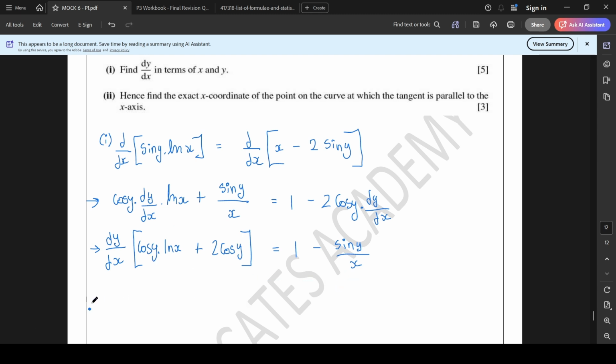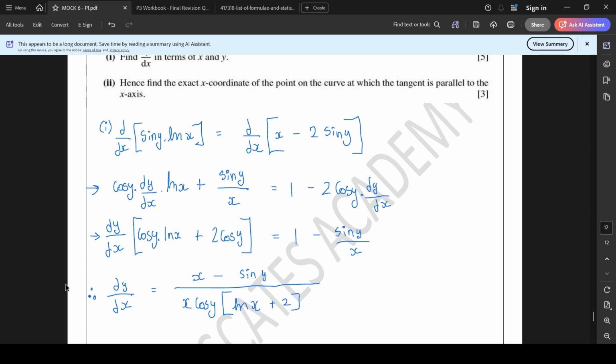So finally I'll get my dy dx looking in the form of x minus sin y, whole divided by x times cos y ln x plus 2 cos y in the denominator. If you want, you can also take cos y as a common factor in the bottom, so I'll write x cos y and then ln x plus 2. So this is the final dy dx that I have got in terms of x and y both involved in the equation.